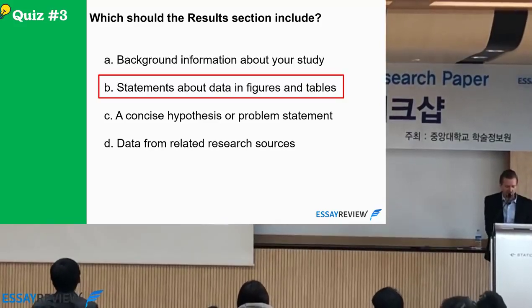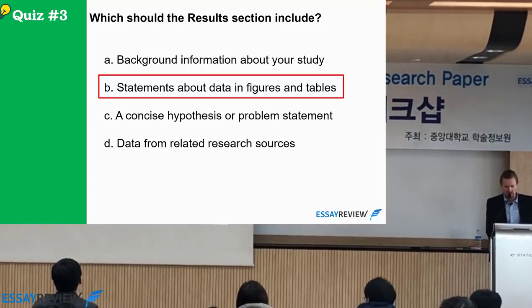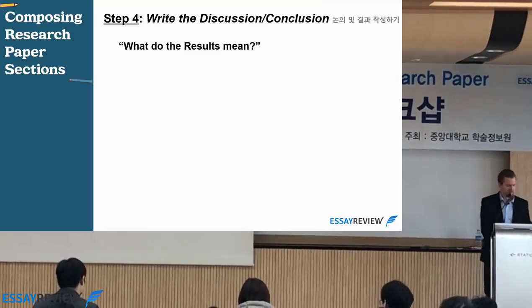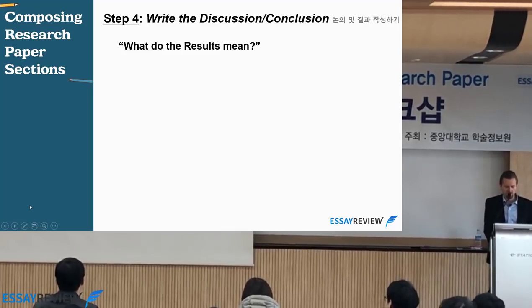Right, your data in the figures and tables are the results written as sentences in the order so the reader understands. That's all it is. Okay, you only get 1 question for results. The 4th step, which is the 4th section, is the discussion section.